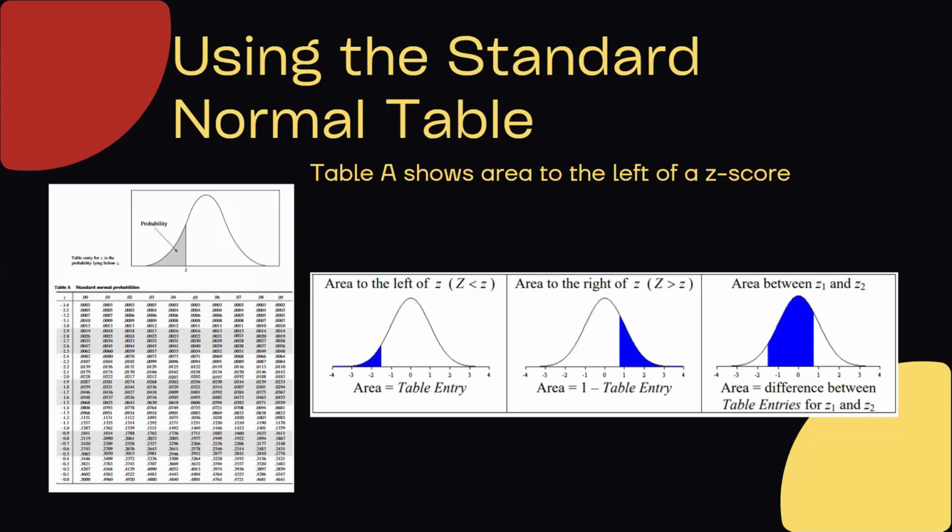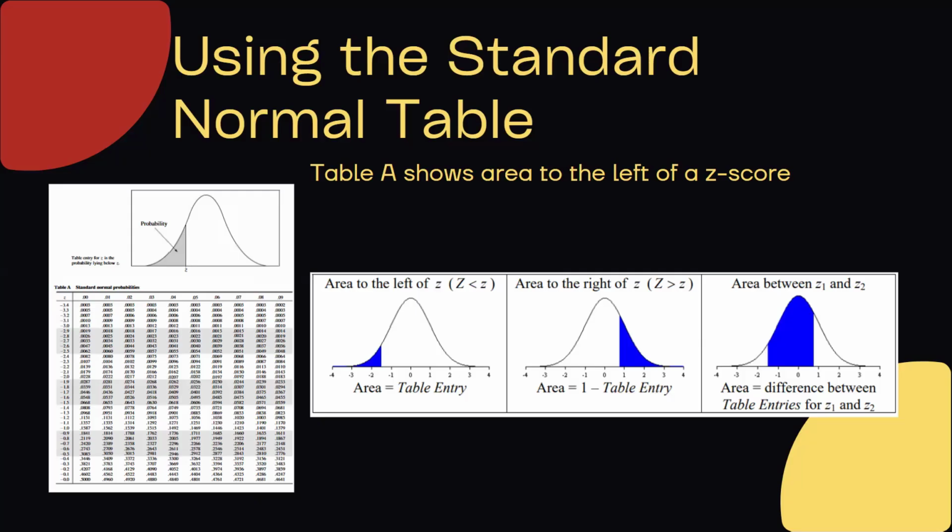Oftentimes, you'll be able to use a standard normal table. This is also included in the formula sheet on the AP Stats exam. Here I have a screenshot of it, and it always is going to show the area to the left of a z-score. So if you're asked for the proportion of values to the left of a specific z-score, the area is just equal to whatever the table value is for that z-score. If you're asked for the area to the right, you find that table value for the z-score and you subtract it from 1, because the table always gives you the area to the left. You know the area under the entire density curve is 1, so you subtract that.